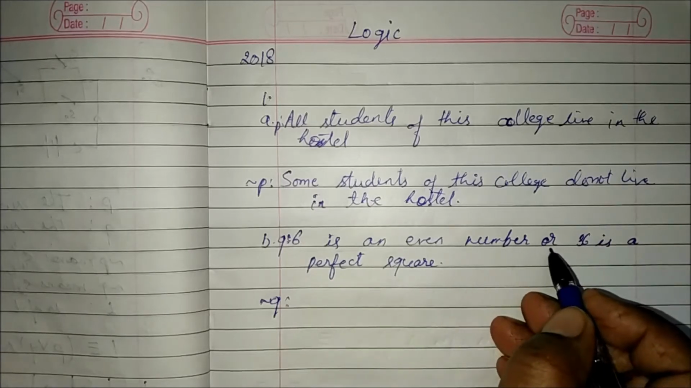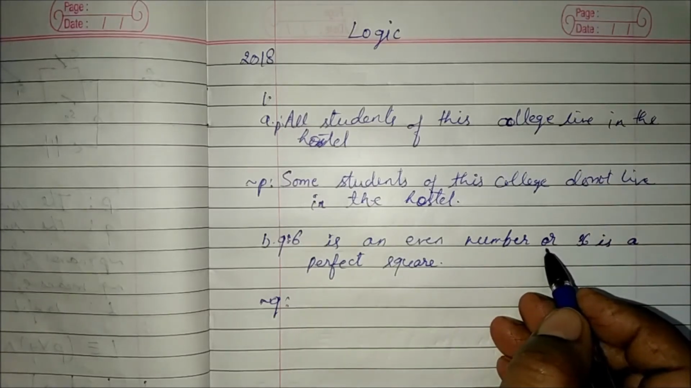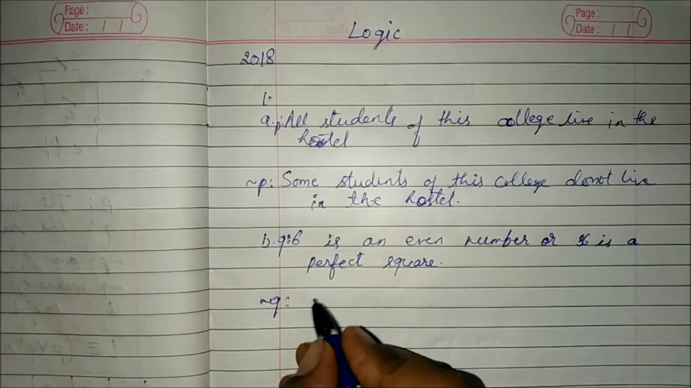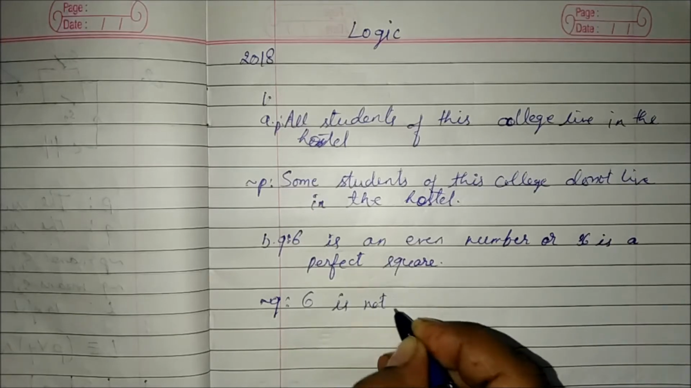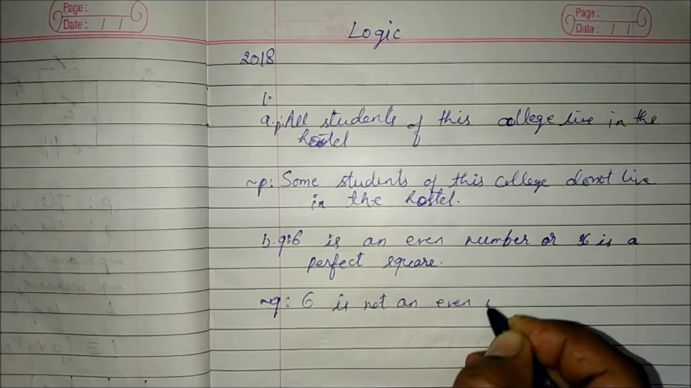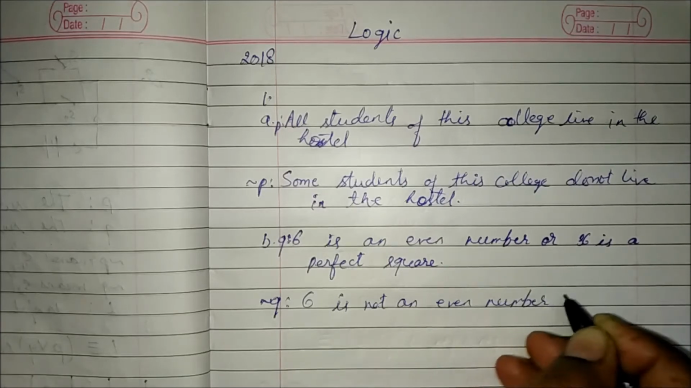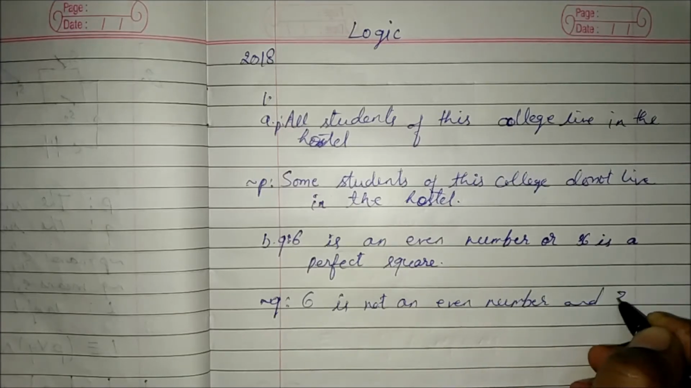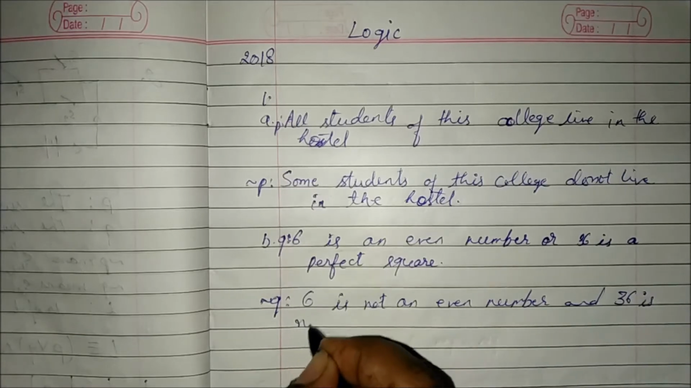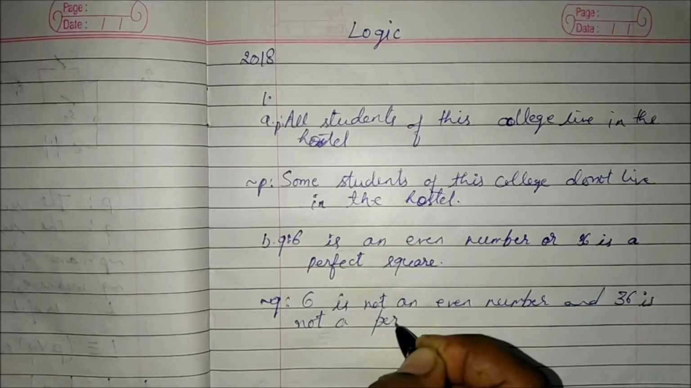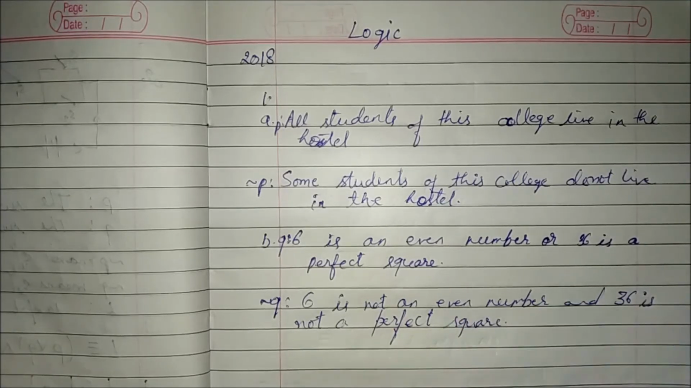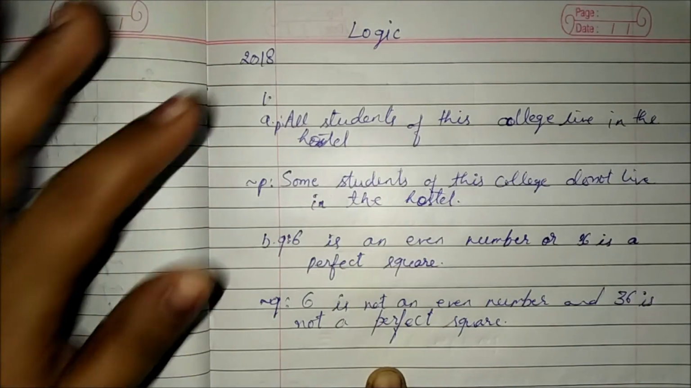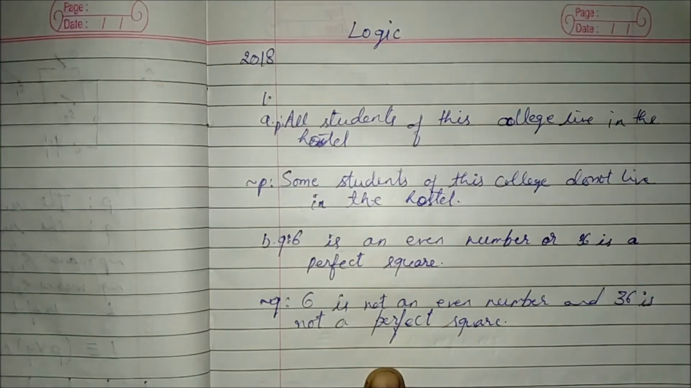Here it is using or. While doing the negation, this or will be converted into and. So its negation is 6 is not an even number and 36 is not a perfect square. Okay, so this is the solution of these questions. Okay, understood? Now let's just see the second question.